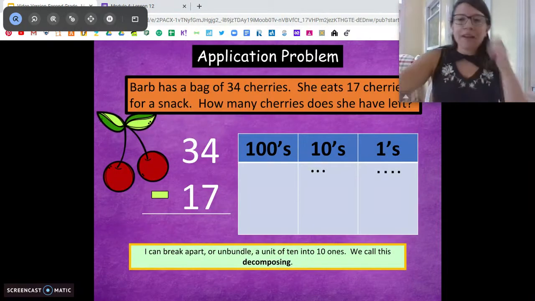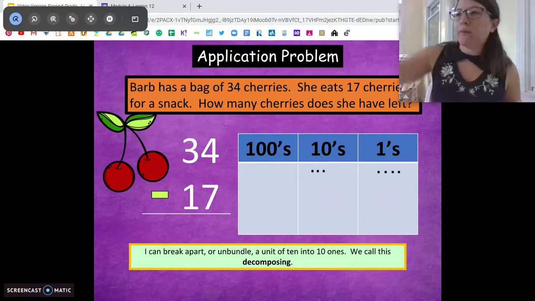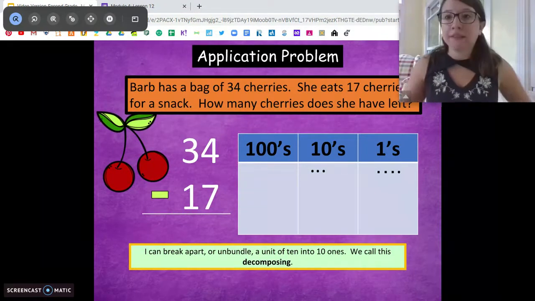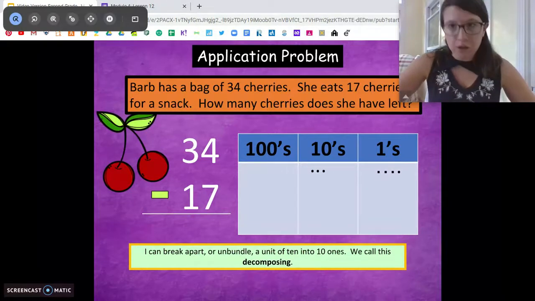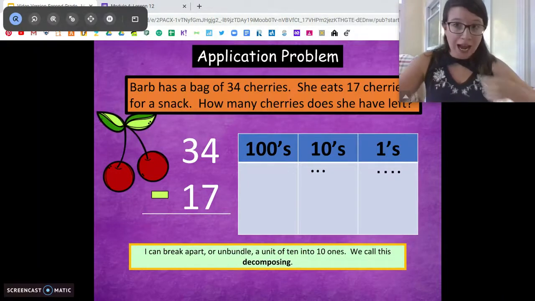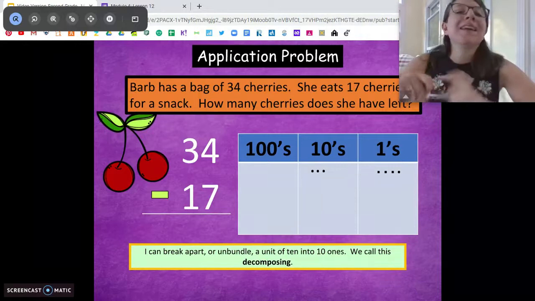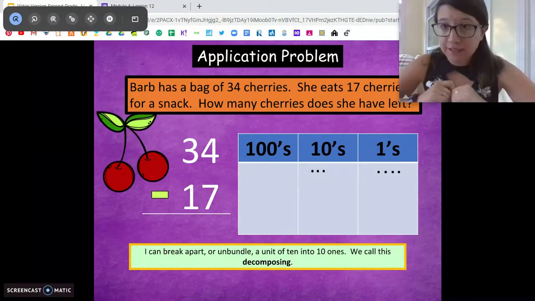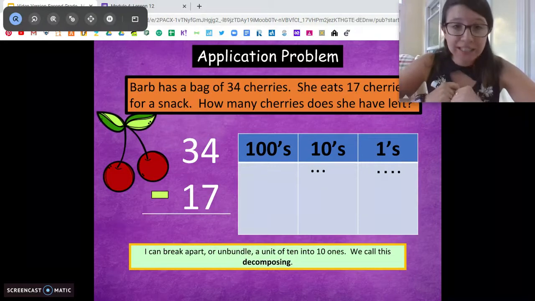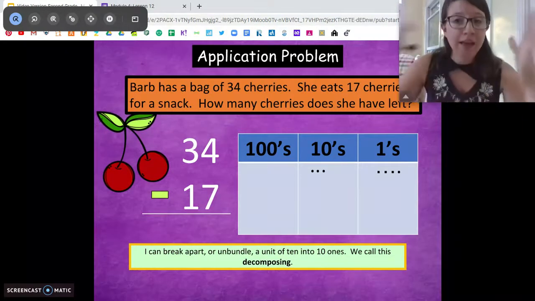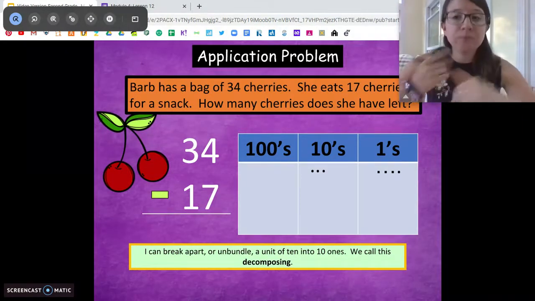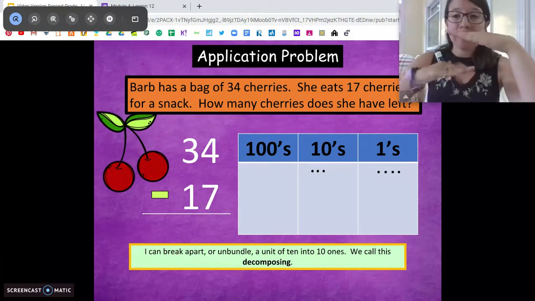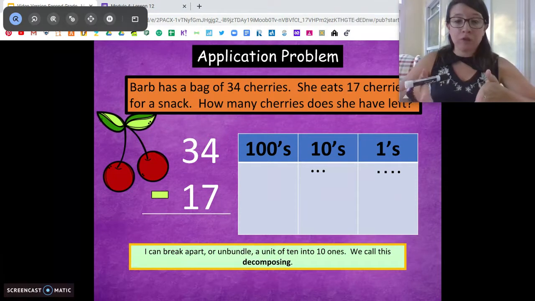Yay! All right, so for this one, you're definitely going to want paper and pencil. We're going to get into our application problem, reviewing what we did yesterday with subtraction. Have your paper and pencil ready? Let's go. It says, Barb has a bag of 34 cherries. She eats 17 cherries for a snack. How many cherries does she have left? We already set it up for you. So we're going to do 34 minus 17.